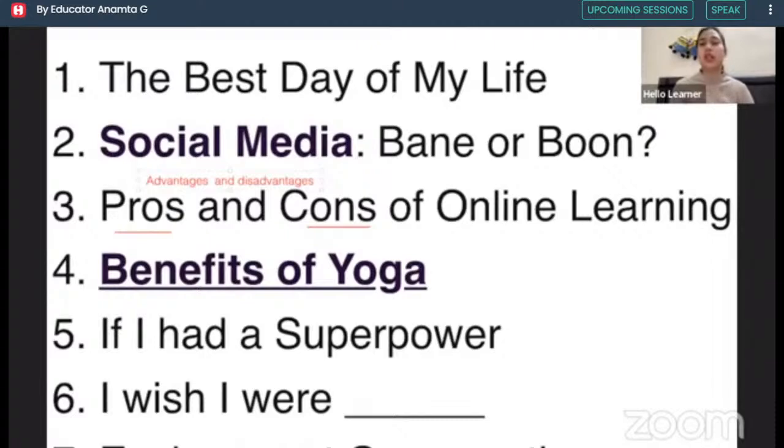You have some time to think for your answer, but remember you need to give both the points. It's not that you only tell advantages or only disadvantages. You need to contrast your information. You can say on one hand there are many advantages, on the other hand there are many disadvantages of online learning, and you need to give reasons and examples for both advantages and disadvantages. Okay.